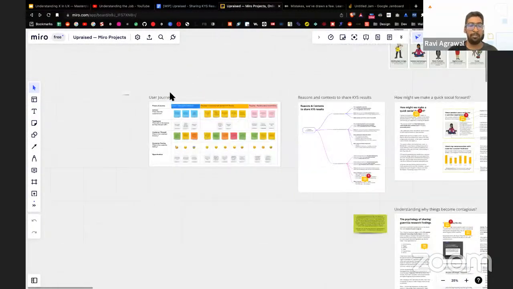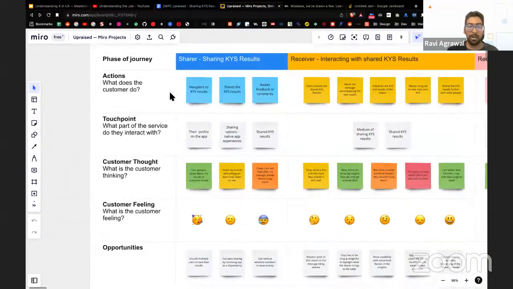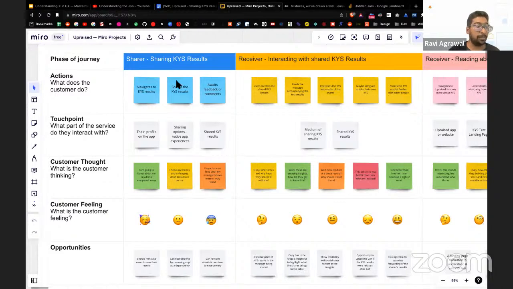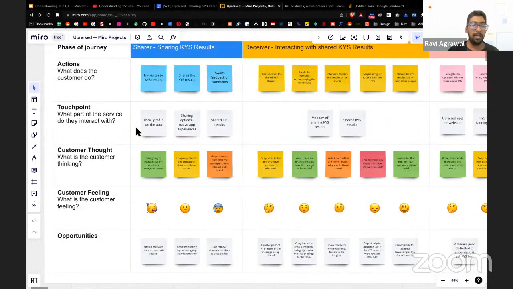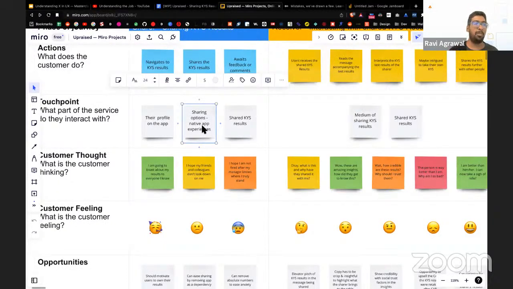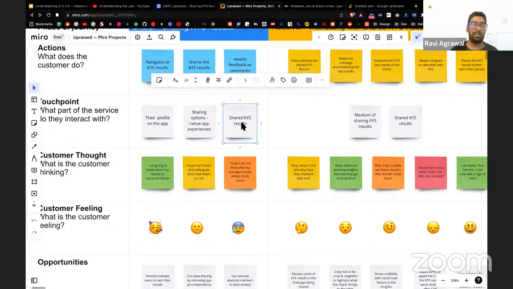I won't take a lot of your time, but if you were to think about the user journey, the actions that the users take are: they navigate to the results, they share the results, and they await feedback. These are the three actions that a sharer can take. Now, what are the touch points? Their profile in the app. Whenever they click share, they will go to some native experience like probably WhatsApp or something else. And finally, the touch point is the shared result itself.